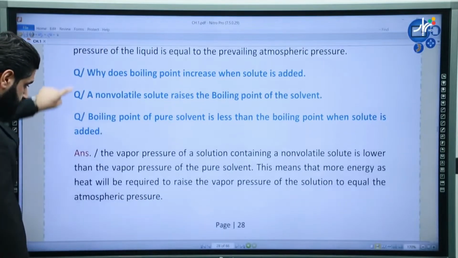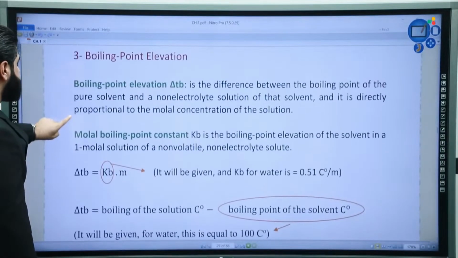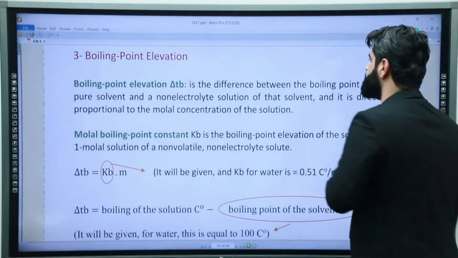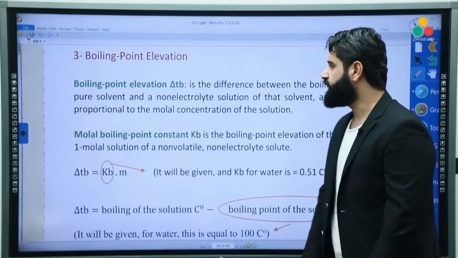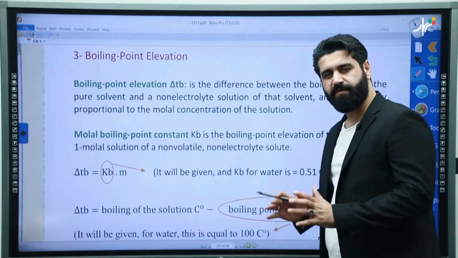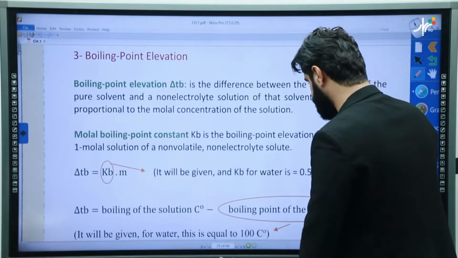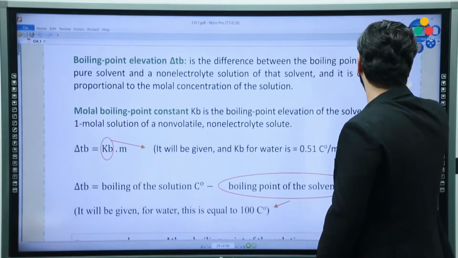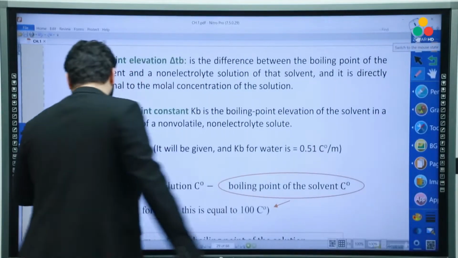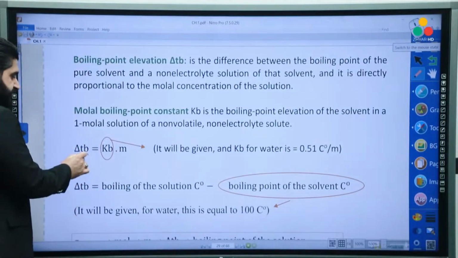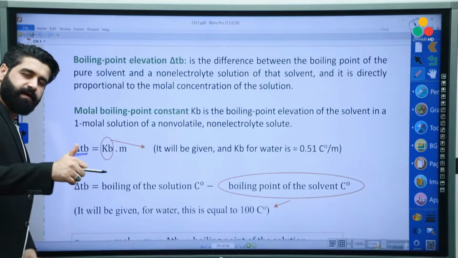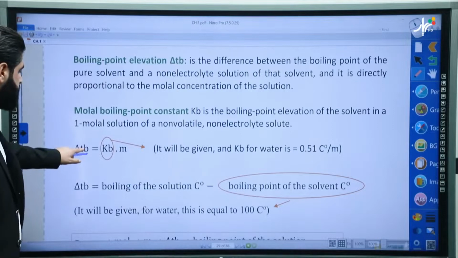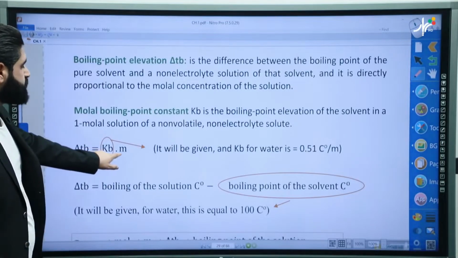Now let's go through mathematical problems about boiling point elevation. Same as freezing point, we have some equations to solve any mathematical problems about boiling point elevation. We have two equations again. The first: delta TB, remember we studied delta TF, but here F changes to B for boiling, equals KB times molality.